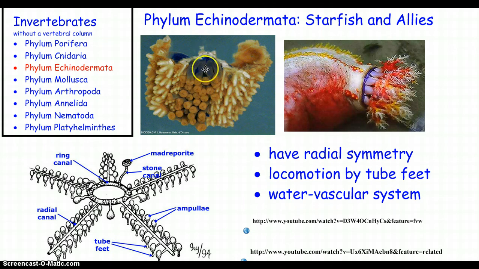These little tube feet are used for water circulation and for movement, and sea cucumbers also have tube feet as well. Usually they just have a couple of rows of them. So they're radially symmetrical, they use their tube feet for locomotion, and they have a water vascular system.